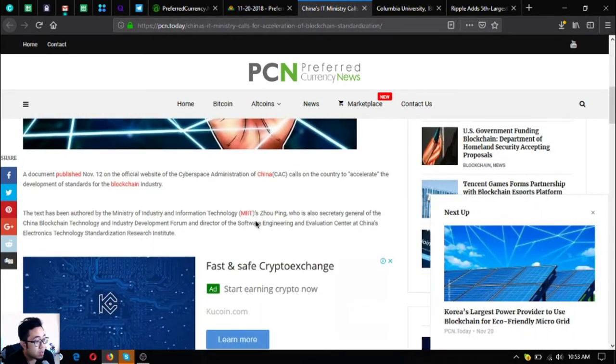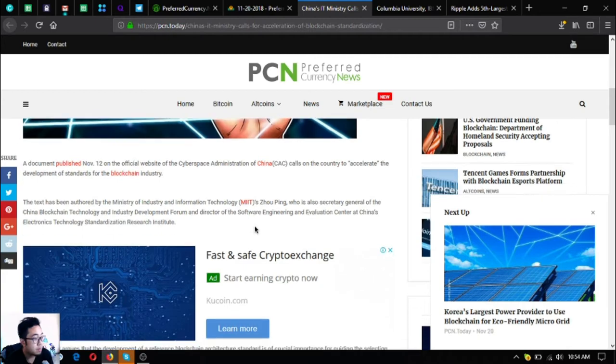The document published November 12 on the official website of the Cyberspace Administration of China, or CAC, calls on the country to accelerate the development of standards for the blockchain industry. The text has been authored by the Ministry of Industry and Information Technology's Zhu Ping, who is also Secretary General of the China Blockchain Technology and Industry Development Forum and Director of the Software Engineering and Evaluation Center at China's Electronics Technology Standardization Research Institute.